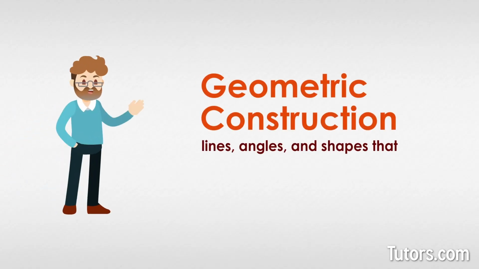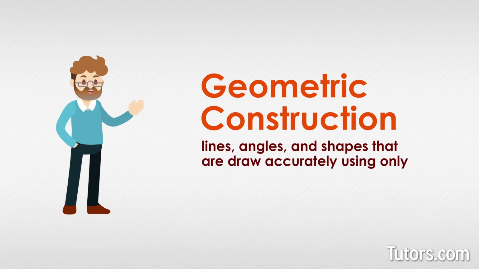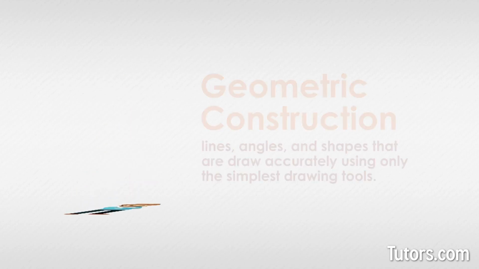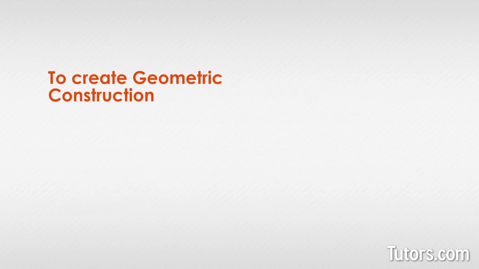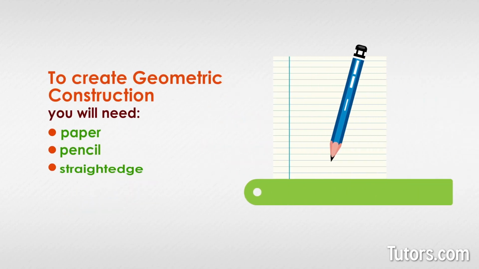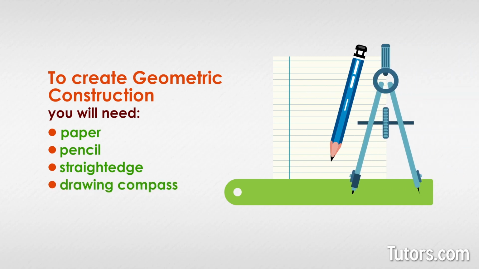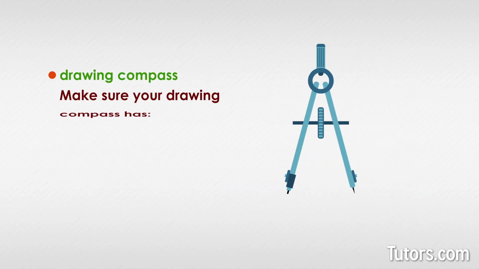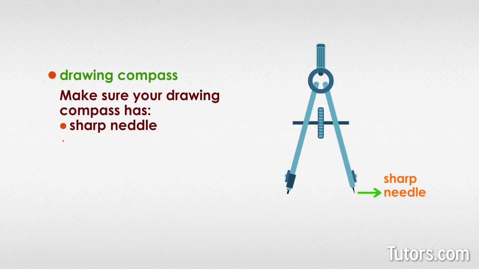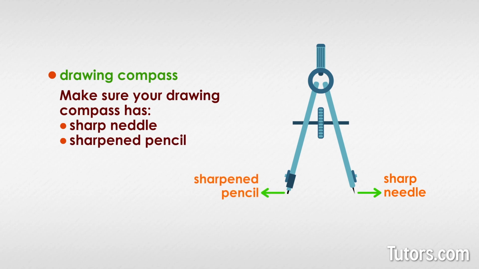Geometric construction lines, angles, and shapes that are drawn accurately using only the simplest drawing tools. To create geometric constructions, you will need paper, pencil, a straight edge so you can draw a straight line, and a drawing compass to swing arcs and scribe circles. Make sure your drawing compass has a sharp needle on one arm and a sharpened pencil on the other arm.